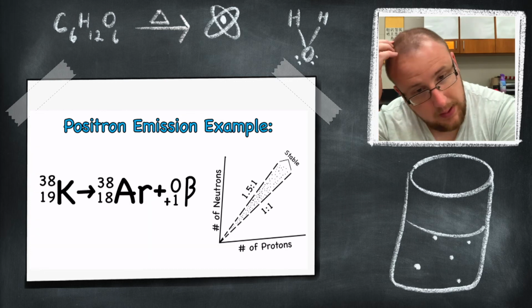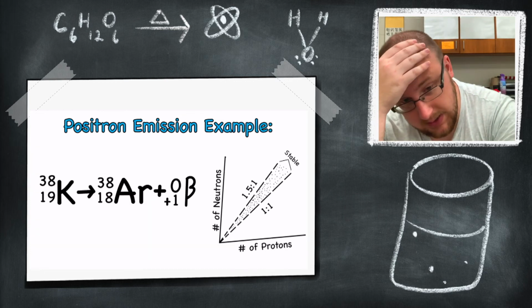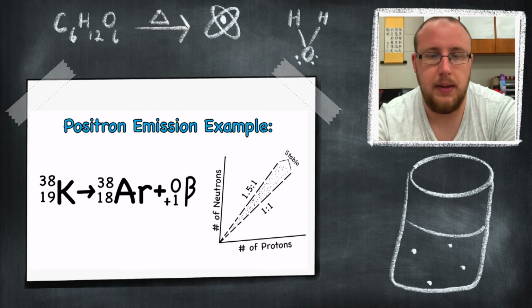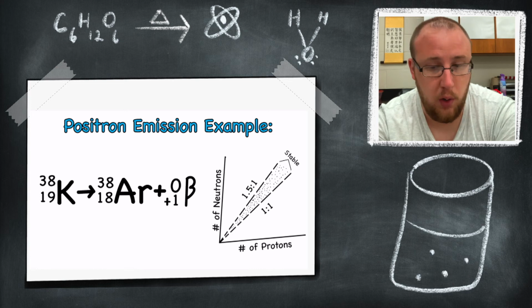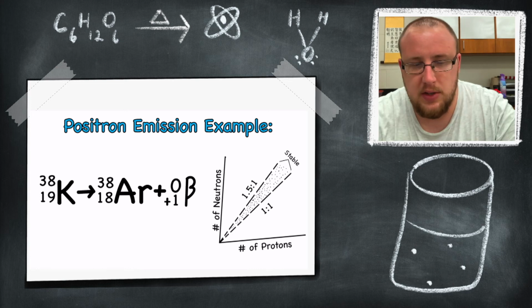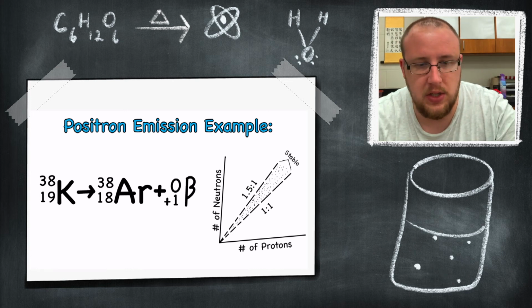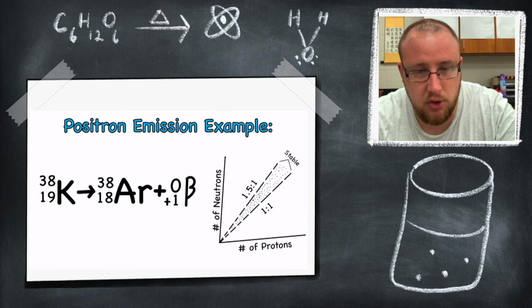So let's see about this. If we have a positron emission, it's going to be below our band of stability, so below the 1-to-1 ratio. So our potassium-38, it's going to decompose into argon-38 and a positron.